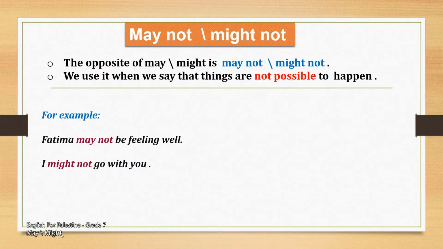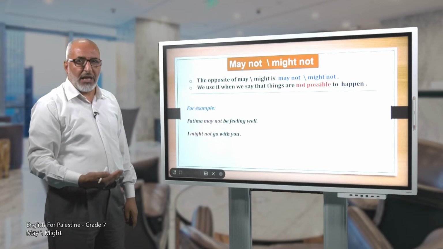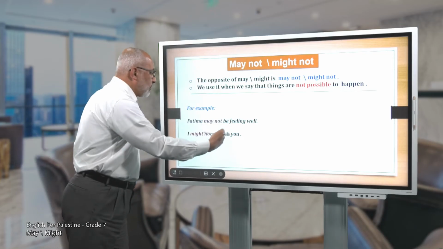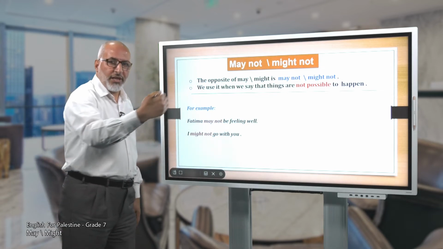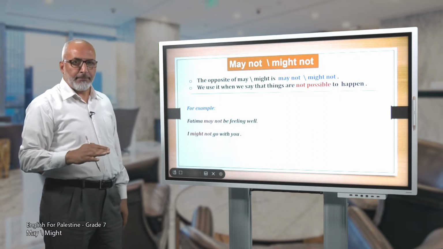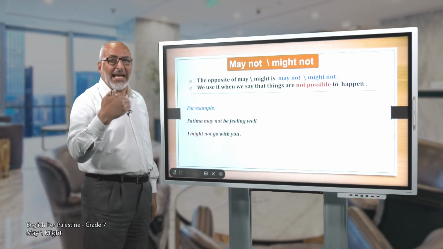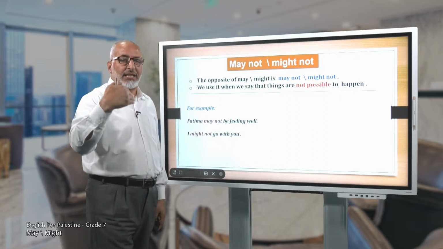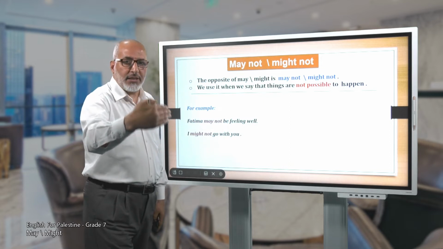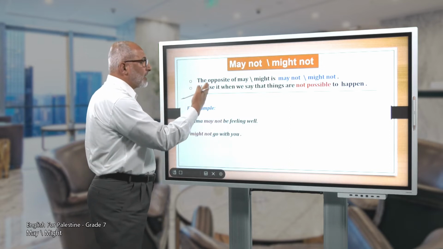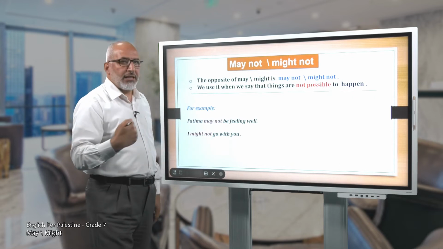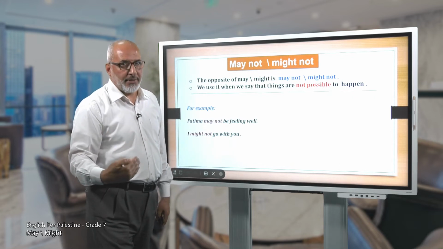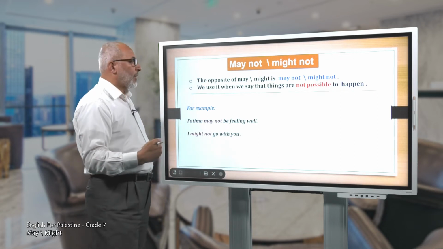Also, I might not go with you. It is not possible for me to go with you. Again, we use may and might when we talk that something is possible, and we use may not and might not when we say that something is not possible. Okay? Great.